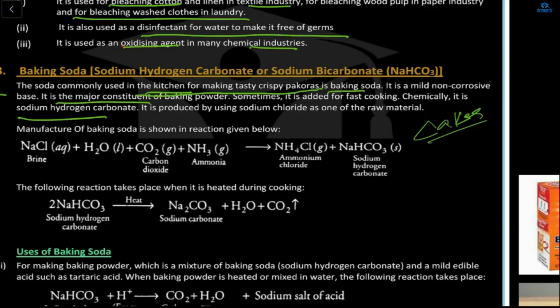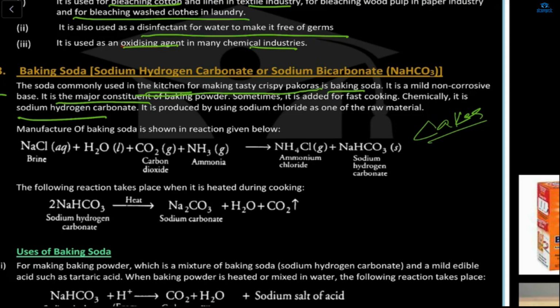It is added to make the dish fluffy more quickly, so it is added for fast cooking. It is also a mild non-corrosive base. And what is the last one? This is the reaction: NaCl, H2O, carbon dioxide, ammonia give ammonium chloride, and the last one is sodium hydrogen carbonate. Okay, got it? Yes, ma'am.